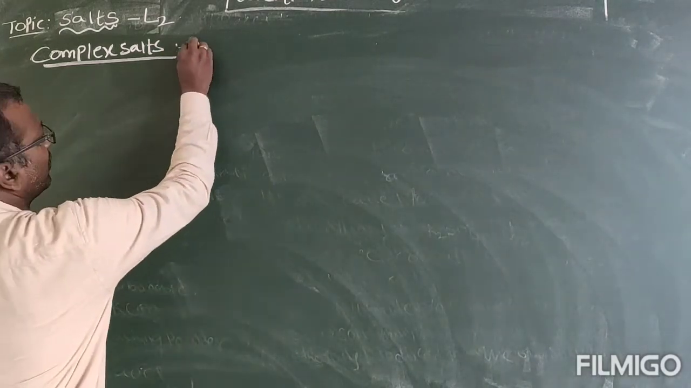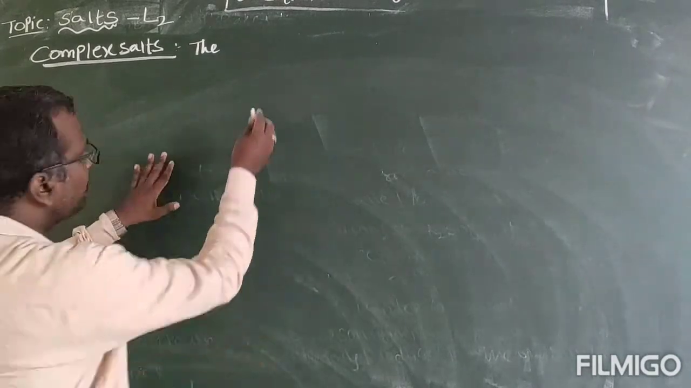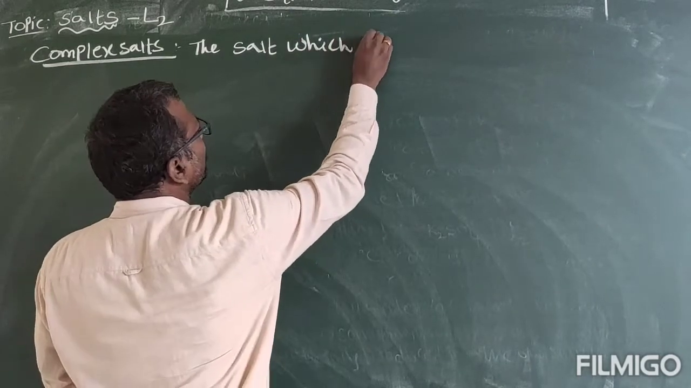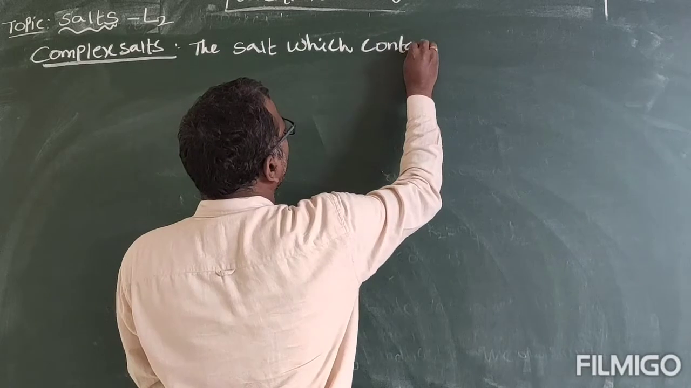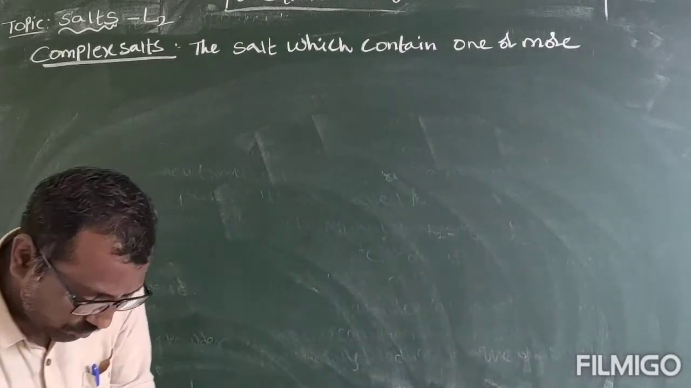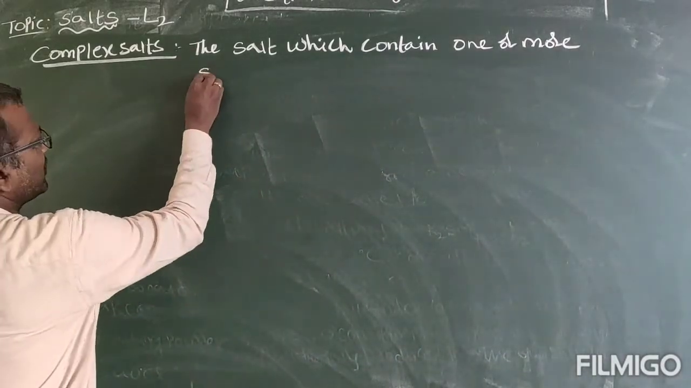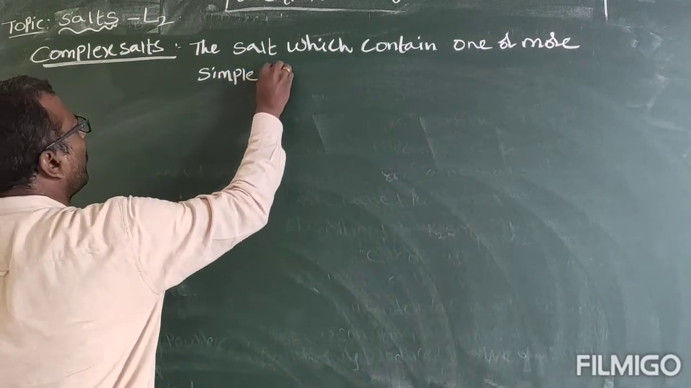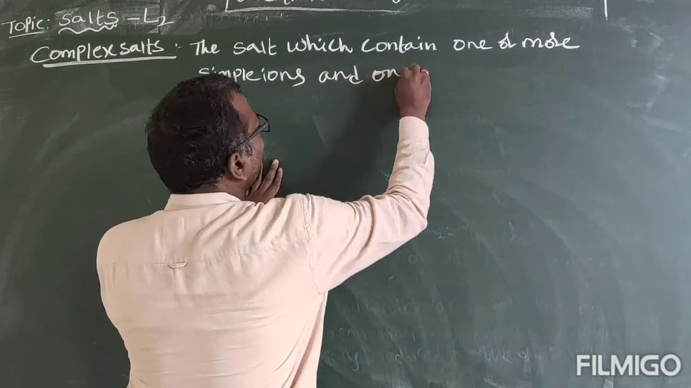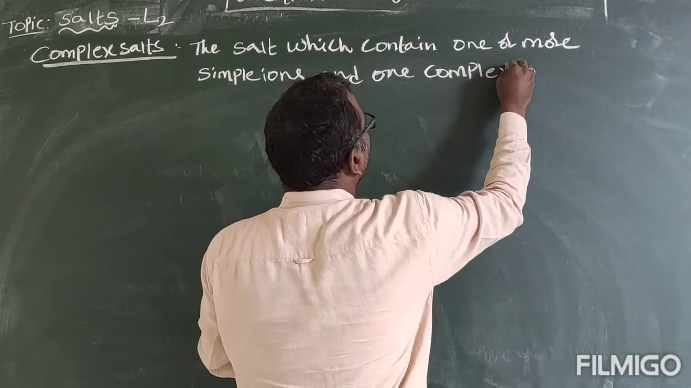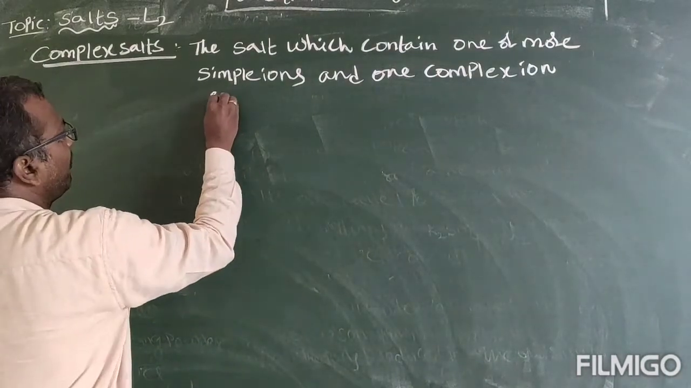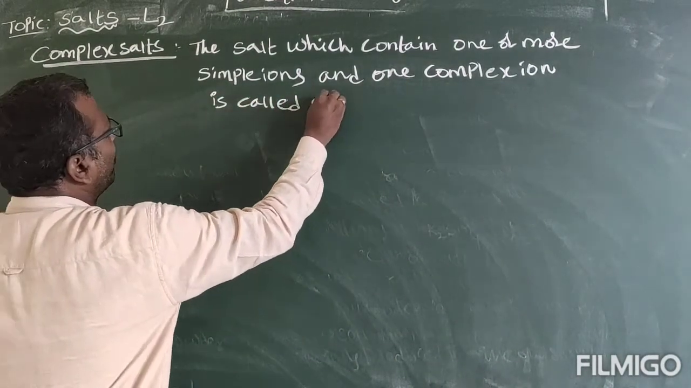Okay, the salts which contain one or more simple ions along with one complex ion are called complex salts.